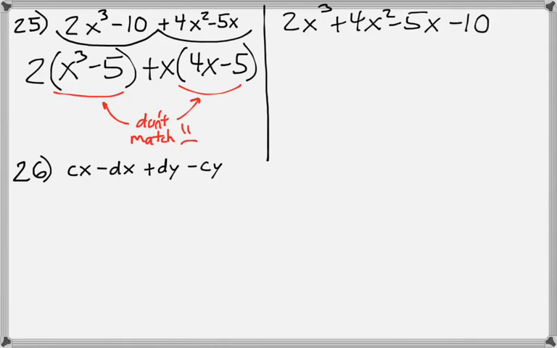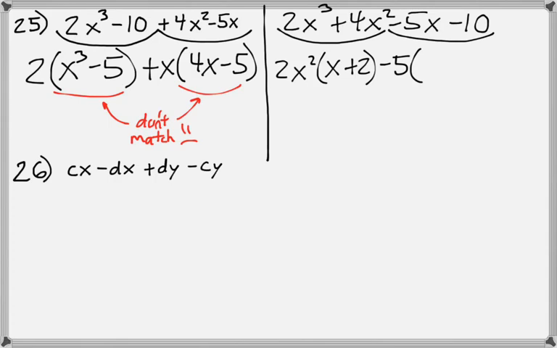So if I restart the question and take the GCF out of the first two, I can take a 2x squared out, which will leave me with just an x, and then that will leave me with a plus 2. And then out of the second two terms, I want to take out a negative 5, which will leave me with an x, and then negative 10 divided by negative 5 is plus 2. So they do match now. I have an x plus 2 and an x plus 2.